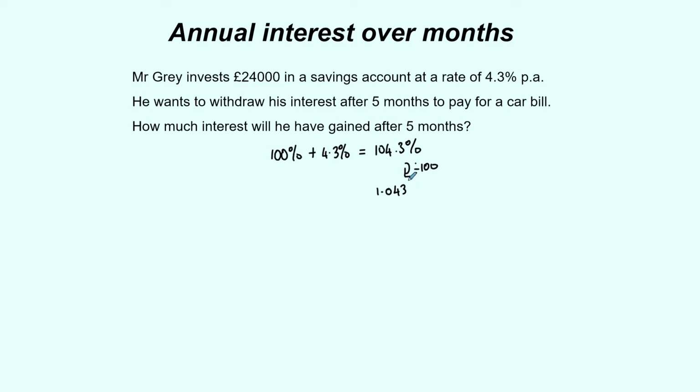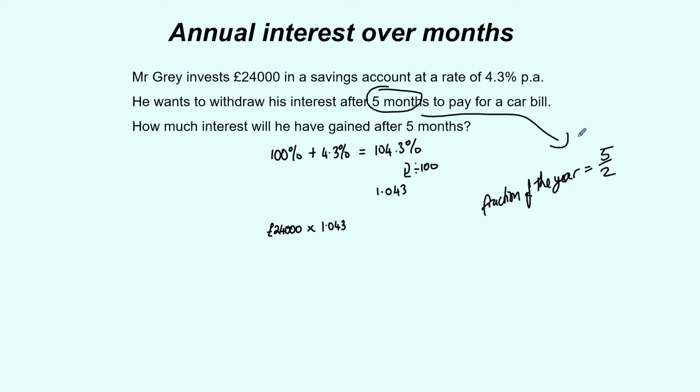Okay, we're going to do the exact same kind of thing. So he's going to start off with 100% and he's going to gain 4.3% per year. So his annual value is going to be 104.3%, which is equal to, if we divide that by 100, because we want our decimal, 1.043. Now the thing that's different here is we're going to take our original amount, 24,000, and multiply that by the 1.043, but the power this time isn't a full year, it's a fraction of a year.